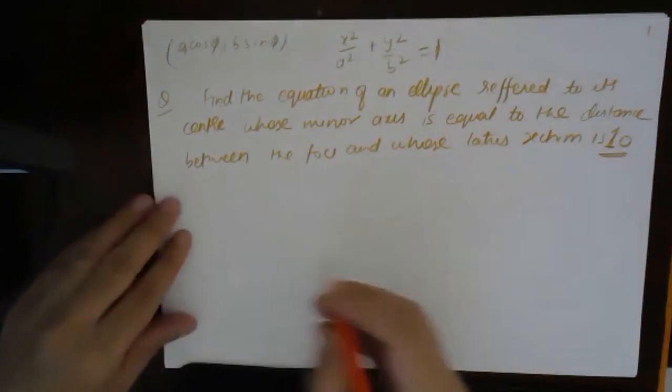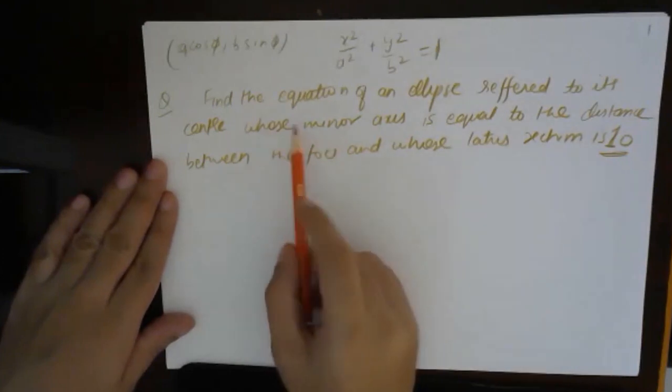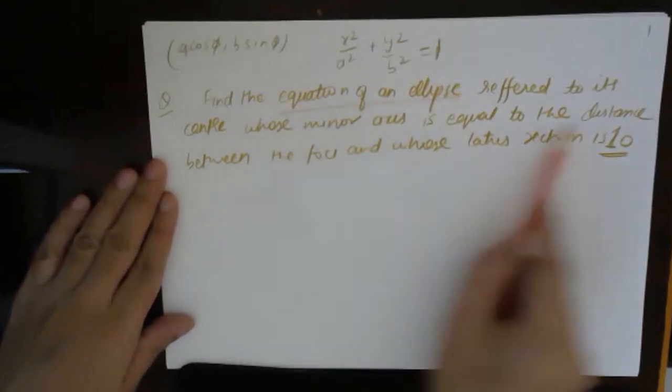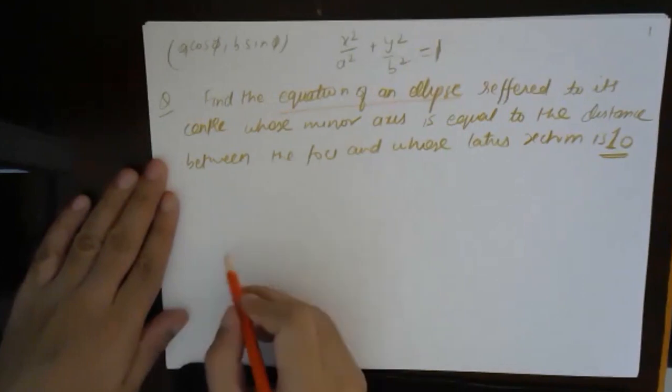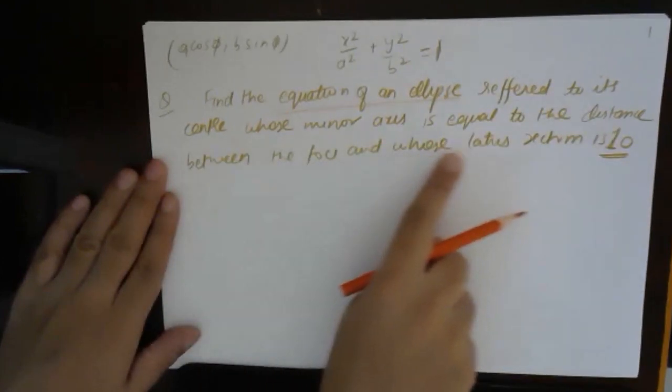Okay, so let's see. Basically, you have to find the equation of the ellipse for which this condition is given. Yeah? So let's see. Referred to its center, whose minor axis is equal to the distance between the foci and whose latus rectum is 10.